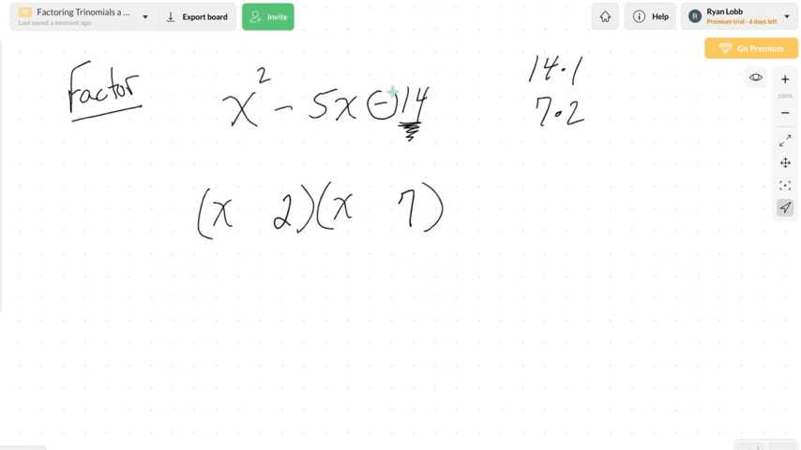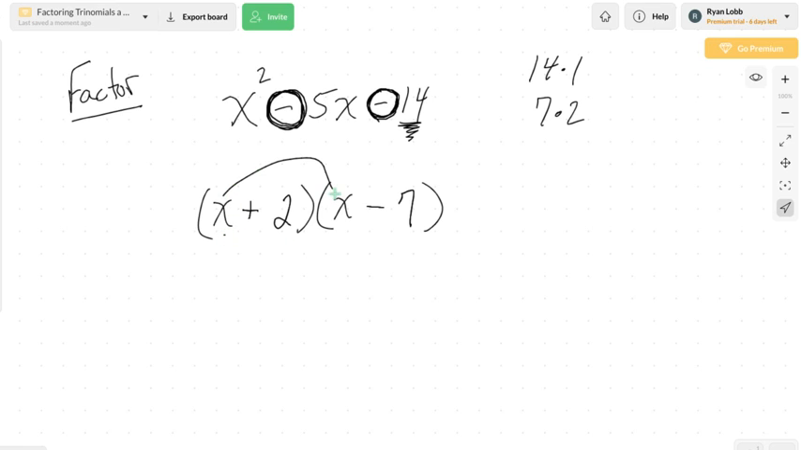You look here. What's the sign? Sign is negative. So if the sign's negative, that means the signs are different. Now, where do the signs go? Look here. That's the sign that's going with the bigger number. 7 is bigger. So minus goes with the 7. That means plus goes with the 2. And you're done. You can always check it by multiplying back together.